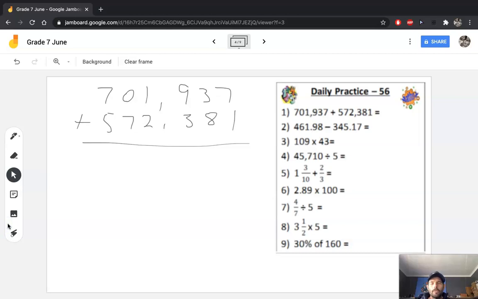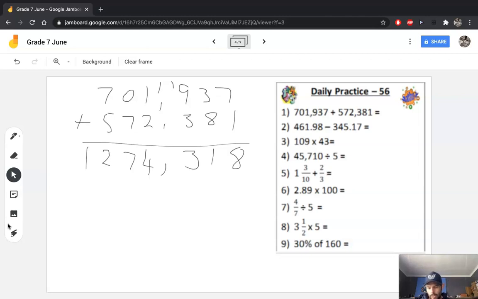1,937 plus 572,381. As you can see, I've put them on the screen already. We just add normally. Okay, and you know that the decimals line up, and we are left with 1,274,318. The checking strategy is to subtract one of the numbers in your question, and that needs to give you an answer of whatever number is left.